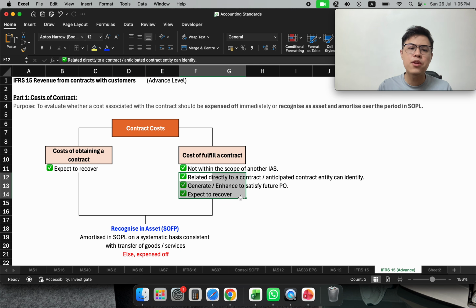Therefore, the criteria when you spend during the contract is very critical, because you must be able to justify these 3 areas. I will give you one very simple example later.